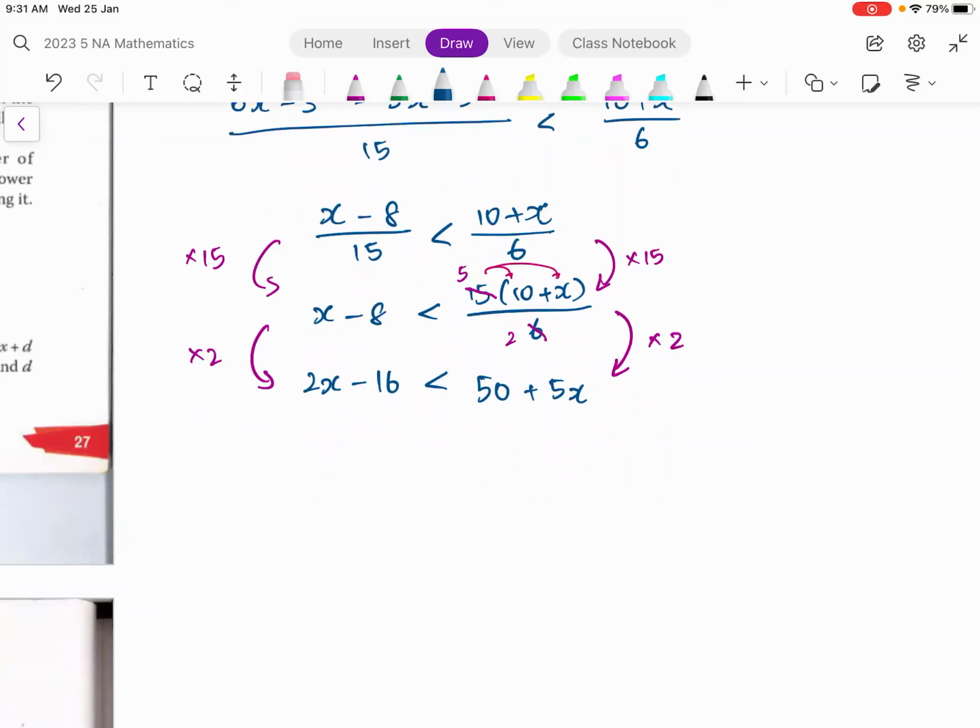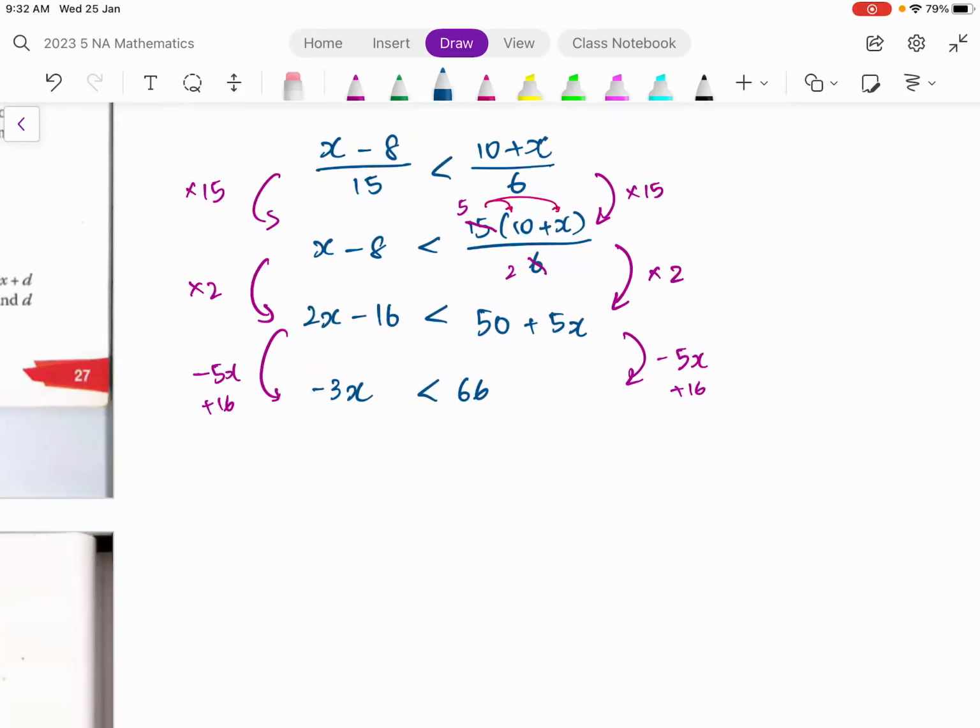Okay, so I only want my x to be on the left-hand side. So minus 5x, minus 5x. But because I've done a lot of algebra already, I know later on I need to get rid of the negative 16. So I plus 16 at the same time. Okay, so I combine two steps. So 2x minus 5x is negative 3x. Negative 16 plus 16 is nothing. So that's my left-hand side already. 50 plus 5x minus 5x, no more 5x. 50 plus 16 is 66.